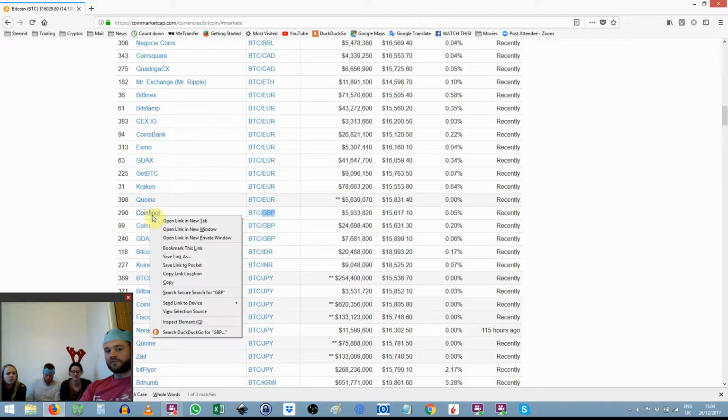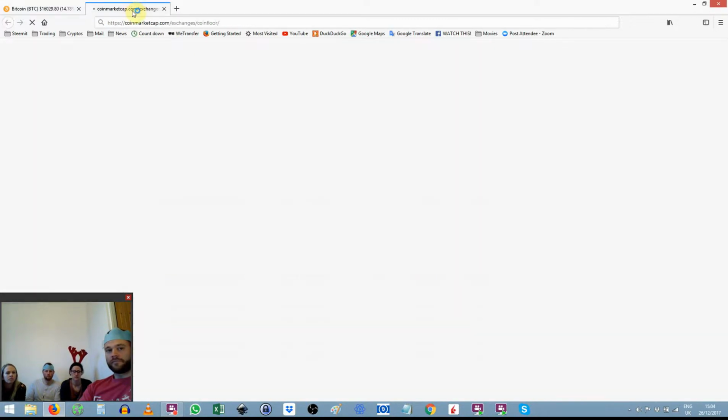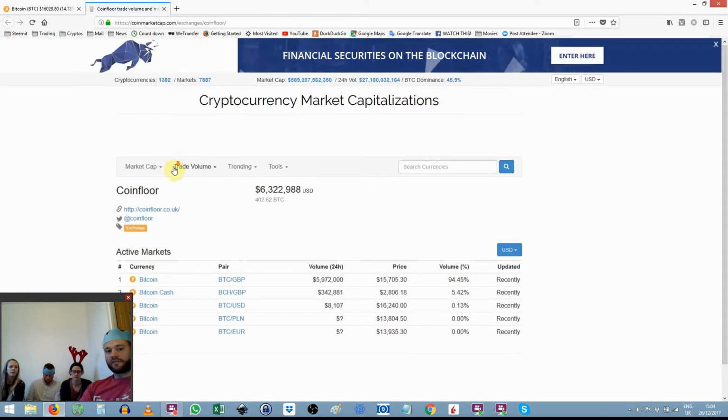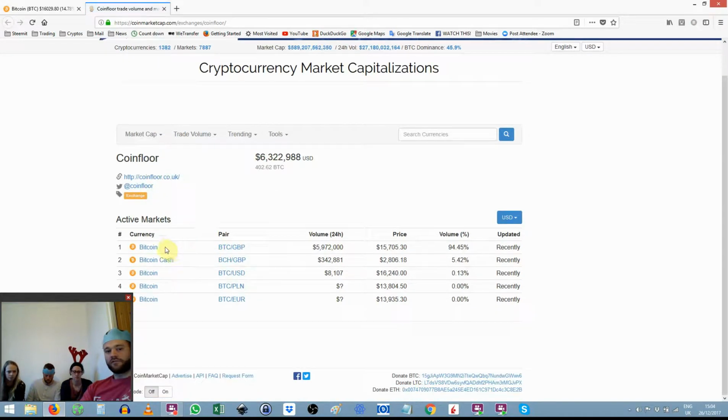Okay, so I'll just click on that into a new tab, and that'll give me the link to CoinFloor, and this tells me all the things that are traded on CoinFloor. So it's Bitcoin GBP, Bitcoin Cash GBP, Bitcoin US dollar. I don't know what PLN is, I probably should know. And then Bitcoin Euro. Okay. And the majority of the trade there, $5 million, is done in British pounds.